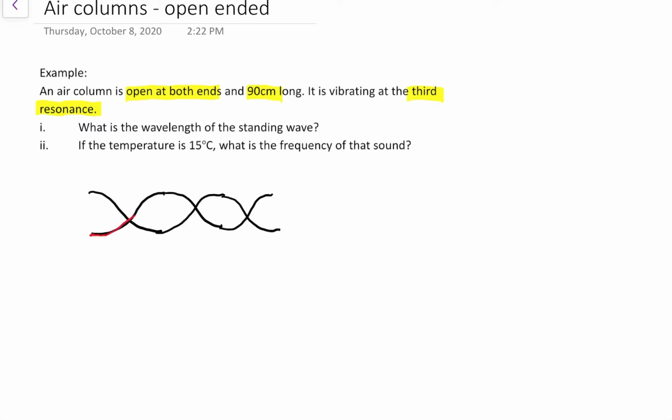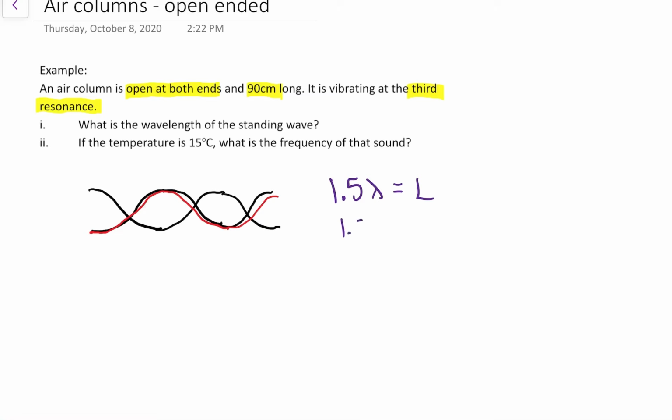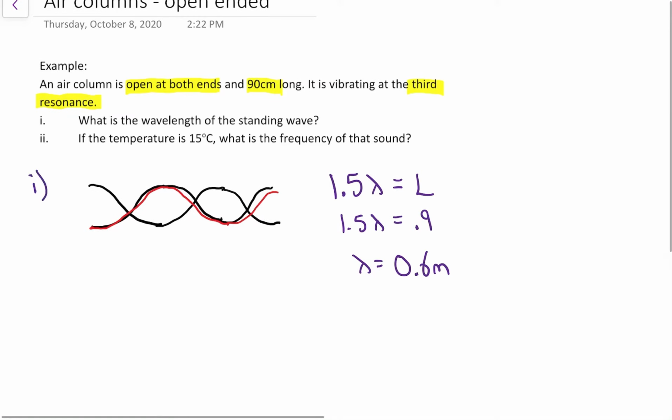If I trace it, a full wave goes to there, and then I've got another half. So really what's going on is I've got 1.5 lambdas fitting into the length of the pipe, or the length of the air column. This one says that the air column is 90 centimeters. I need to put that in meters. Do a little division. I've now figured out that the wavelength is 60 centimeters, or 0.6 meters. So from the wording of it, the name of it, third resonance, I drew the shape and then applied a bit of logic with the length of it to get the wavelength. That was labeled as part 1.